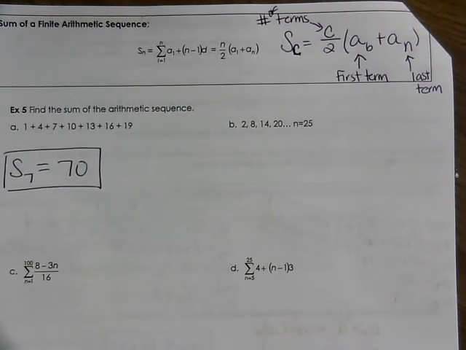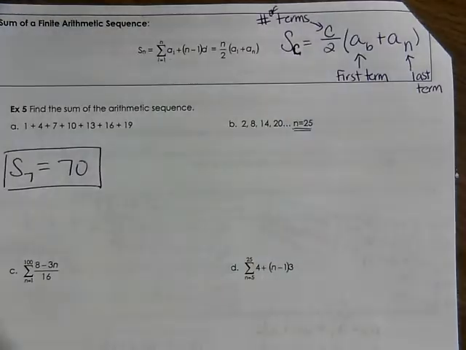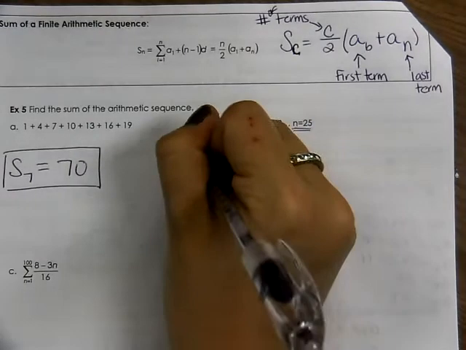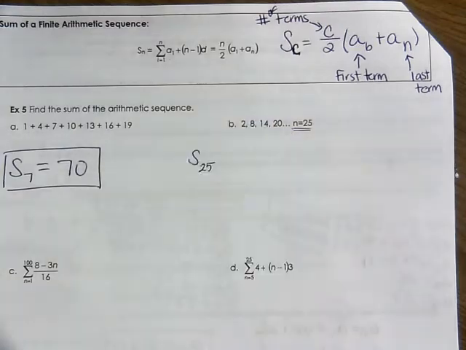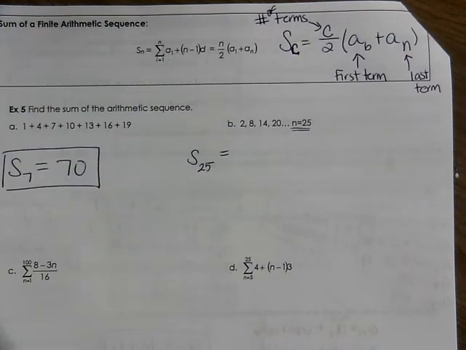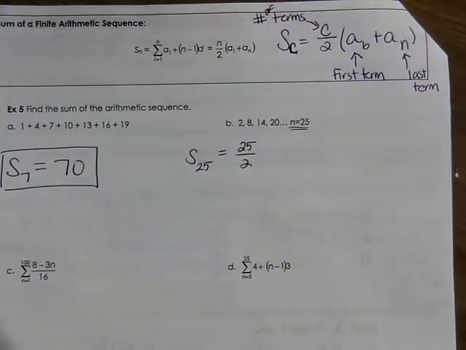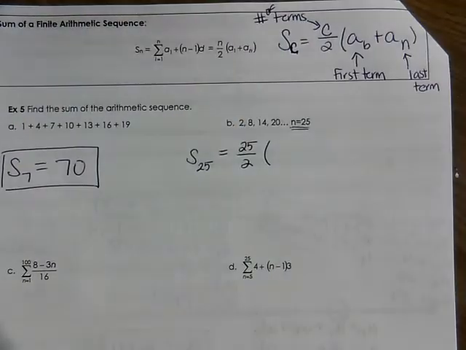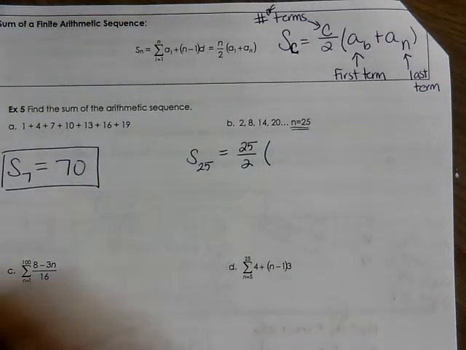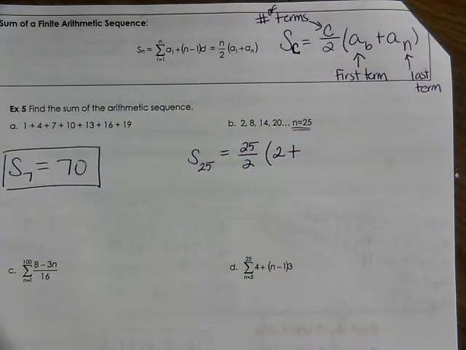So B, I can see the first term. They want me to add all the way to the 25th term, but I can't see all 25 terms. So this is where I'm going to have to use my formula. So the sum of the first 25 terms is going to equal the number of terms, which is 25, divided by 2, times the first term. Can I see the first term? Yes, it's 2, plus the last term. Can I see the last term?